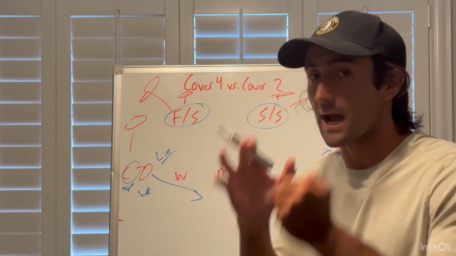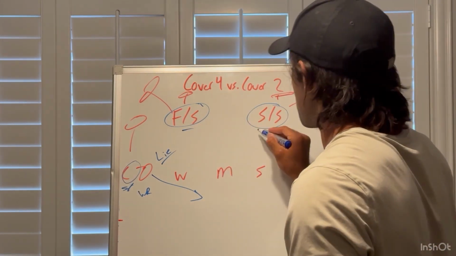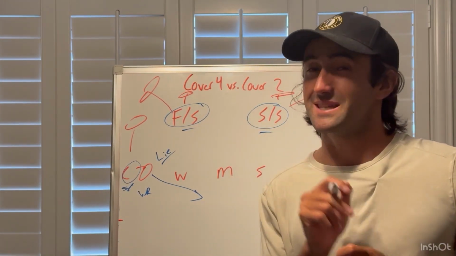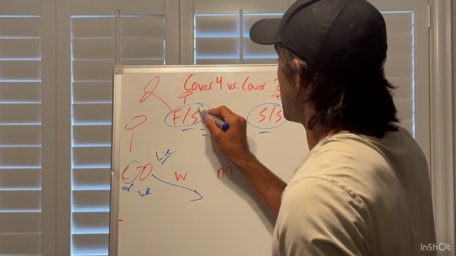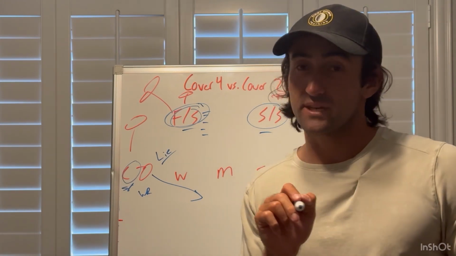But DBs disguise their coverage. The safeties are a better alternative because it's tougher for them to disguise it. So if these safeties are lined up outside of the hash, that usually can be a tell that it's Cover 2.